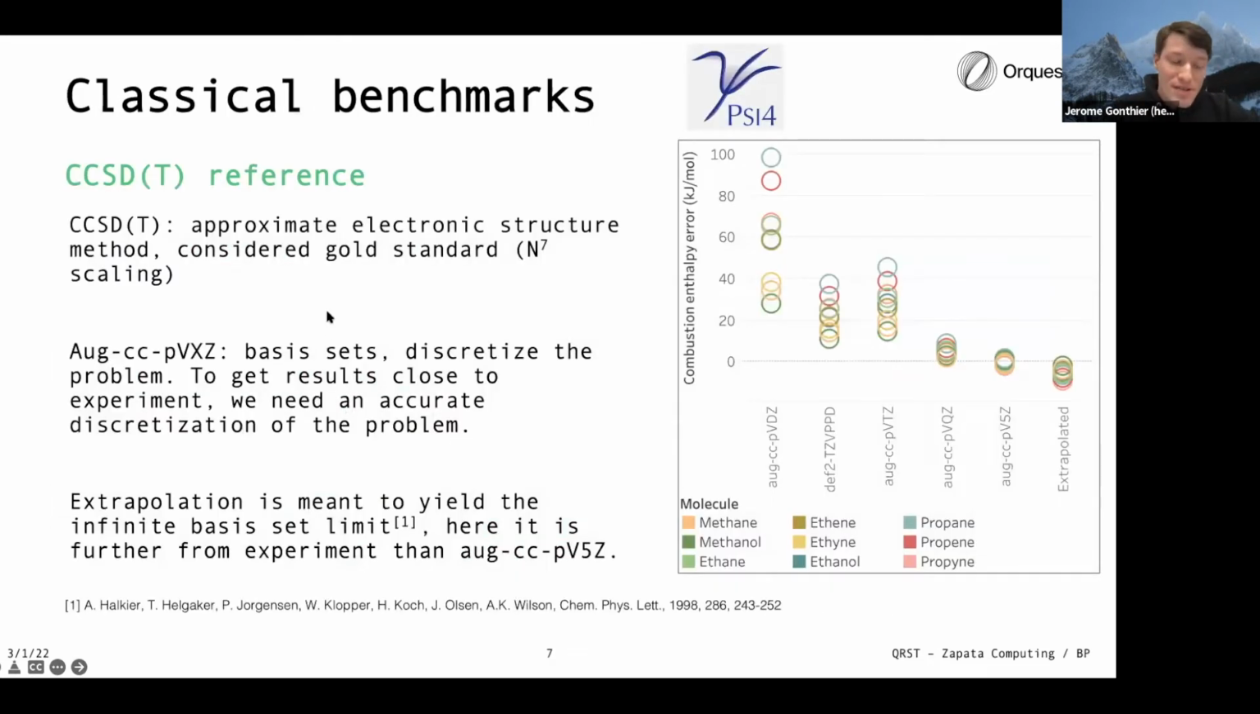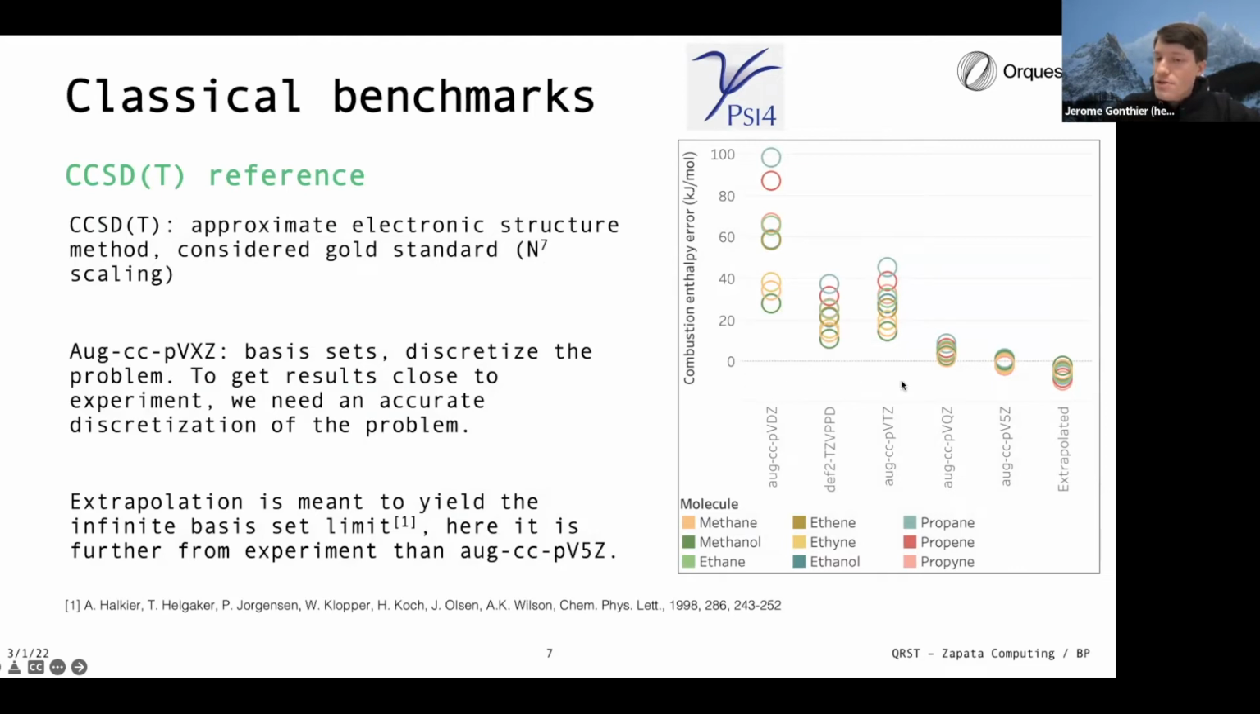So now if we look at the classical benchmarks, I don't want to drown everybody in quantum chemistry, so I'm going to try to explain all these abbreviations that quantum chemists really love. So we use this method called CCSD(T). Basically, it's an approximate electronic structure method, and it's considered to be the gold standard in quantum chemistry. So usually, we would expect the results of this method to be very accurate, but it has an N to the 7 scaling, so it's pretty expensive.